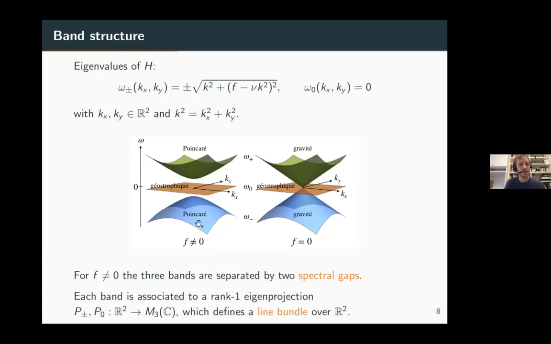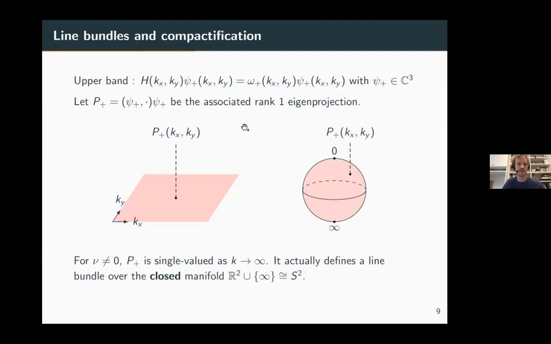Okay. Now, each band is associated to a rank 1 eigenprojection that we name P plus, P minus, and P0, that goes from R2, where R2 is this parameter space for the momentum, and has values in the 3 by 3 matrices. And this defines a line bundle over R2. So probably this is obvious for some of you, but let me just remind you what I have in mind with this line bundle.